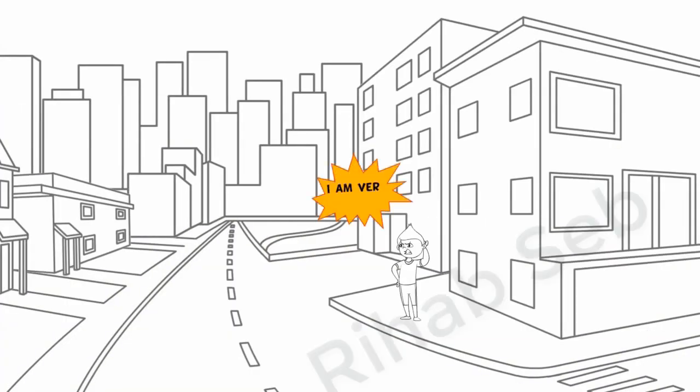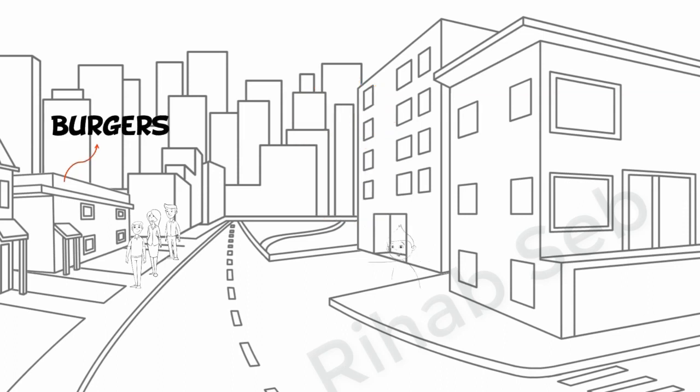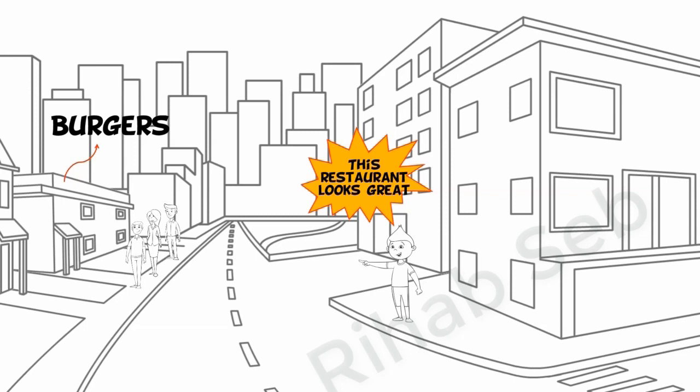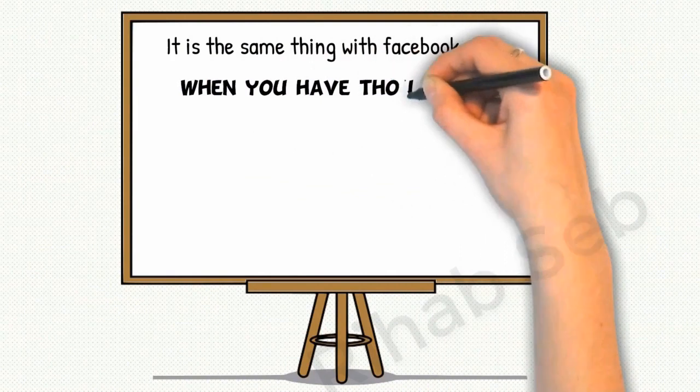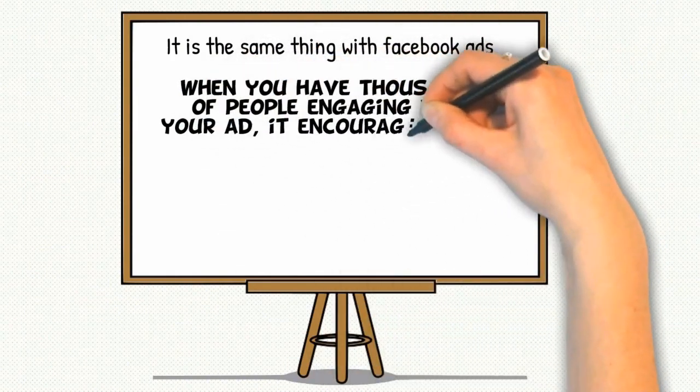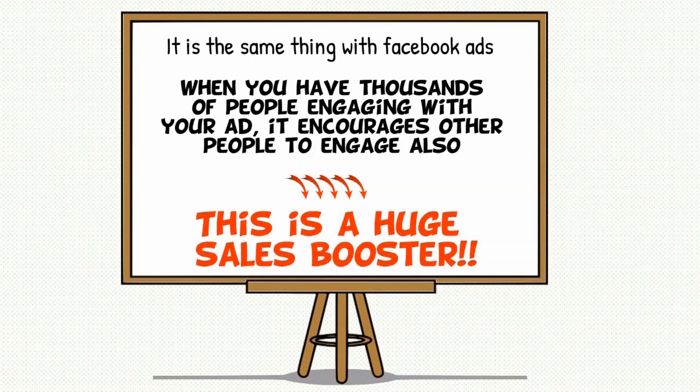Imagine that you are in a town and searching for a restaurant to eat. You are standing in a street full of restaurants, and in front of one of these restaurants, you see a long queue. This will most probably encourage you to go to this restaurant because you will say to yourself, since a lot of people are interested to eat there, it could be a great restaurant, so let's go. Well, it's the same thing with Facebook ads. When you have thousands of people engaging with your ad, it encourages other people to engage also, and this is a huge sales booster.